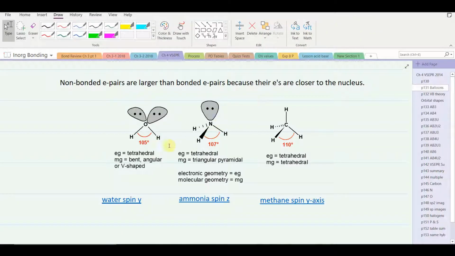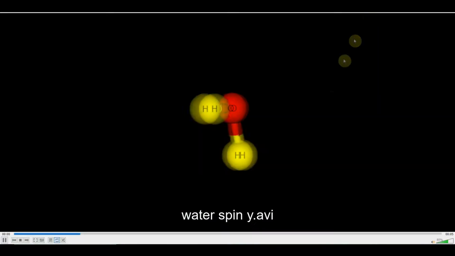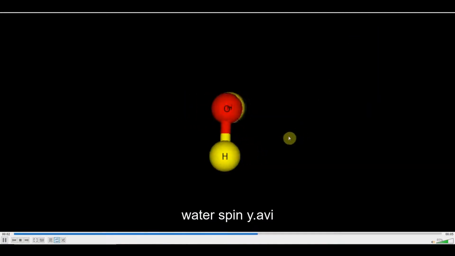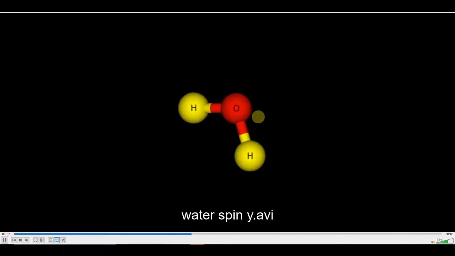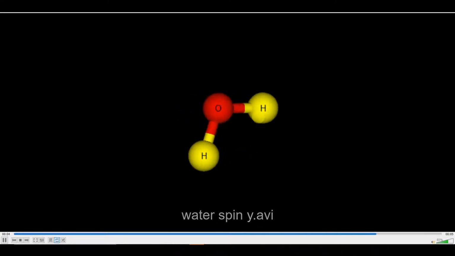A water molecule has 4 electron clouds around the central oxygen atom, so its electronic geometry is described as being tetrahedral, but its molecular geometry, the arrangement of atoms around the central atom, is described as being V-shaped or bent or angular.